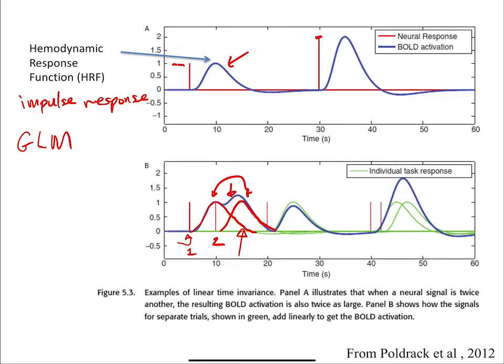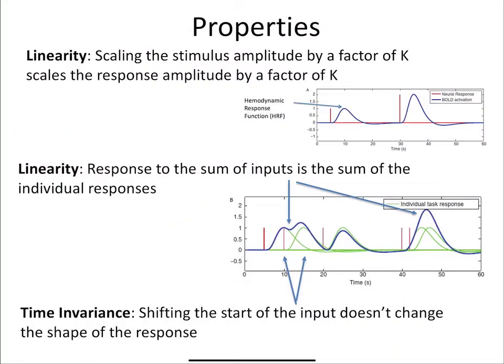Okay, so if I have two stimuli, I can look at the response to each stimulus, and the response to the two stimuli is simply the sum of those two responses. So that's what's been observed, and we'll show you some data on that. But those are the properties that underlie what's called the linear time invariant model.